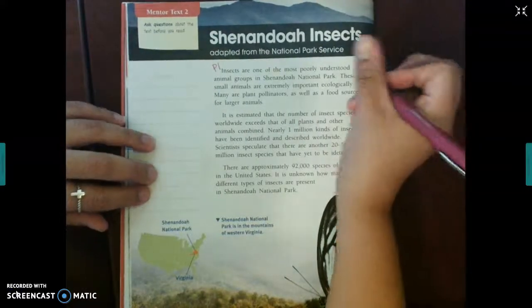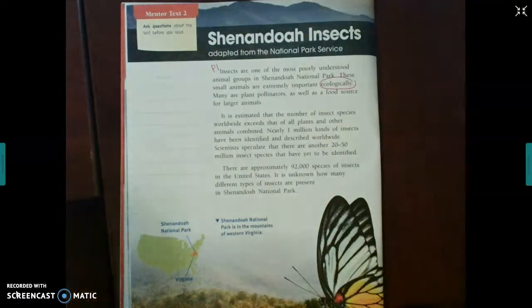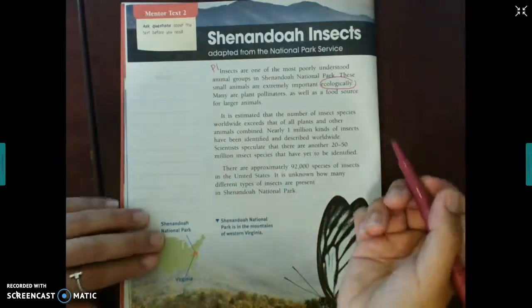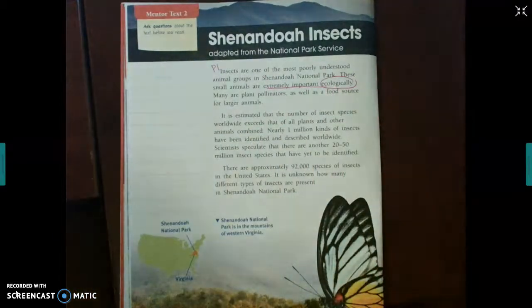I'm going to stop and I'm going to circle the word ecologically because I want to know, what does the word ecologically mean in this sentence? I'm going to use context clues to figure it out. The text says that insects are extremely important ecologically. The next sentence tells me that many insects are plant pollinators as well as food sources for larger animals. Those are examples of how insects are ecologically important.